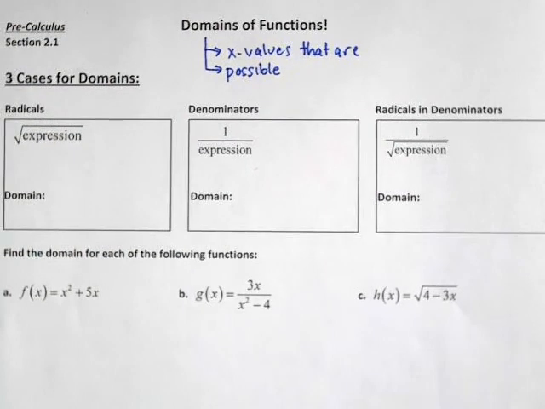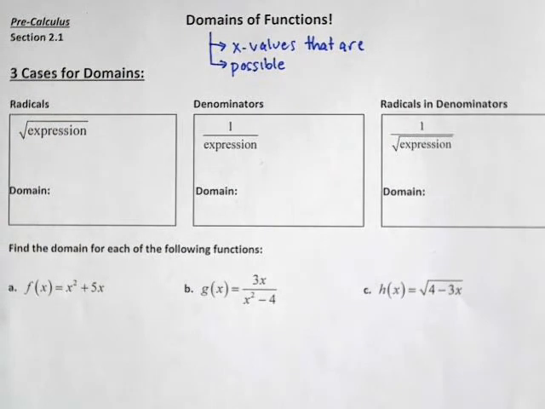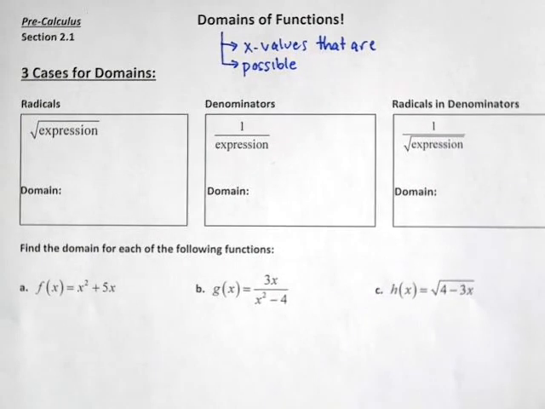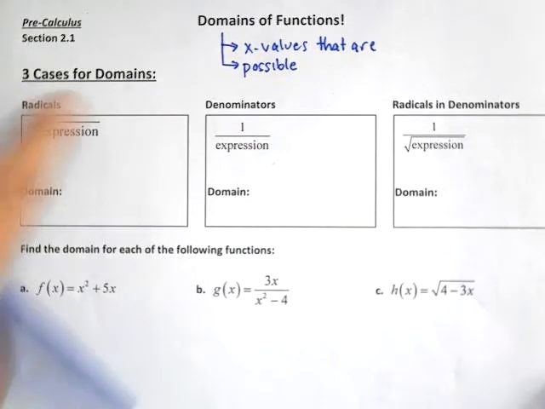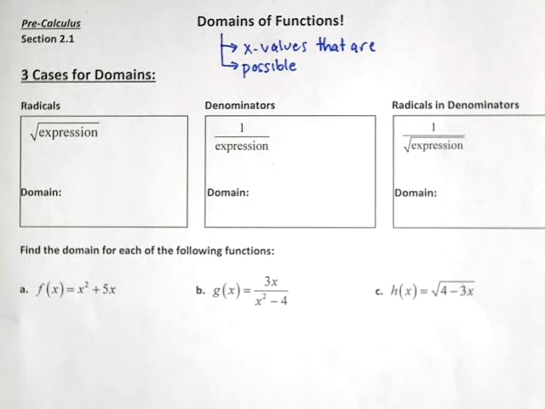So when we look for the domain, or when we're trying to find the domain, we're trying to find the x values that are possible. Now, we know some things. For example, if you have an expression underneath a radical, well, what's true? Hopefully you guys remember from Algebra 2, can you take the square root of a negative value?